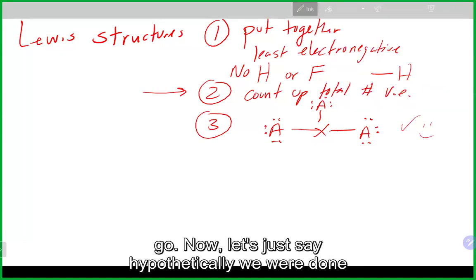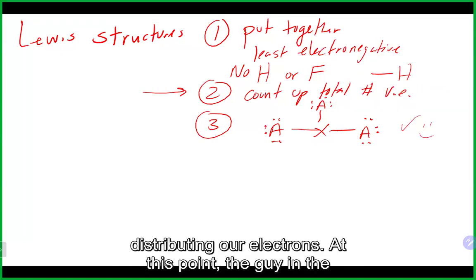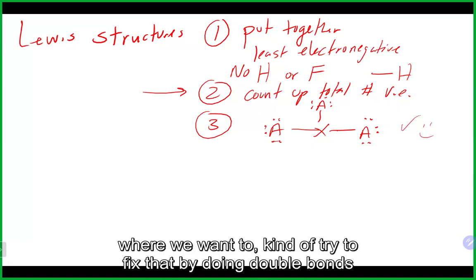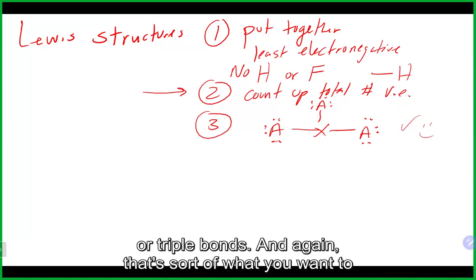Now, let's just say hypothetically we were done distributing our electrons. At this point, the guy in the middle there does not have 8. And remember, this is where we want to try to fix that by doing double bonds or triple bonds.